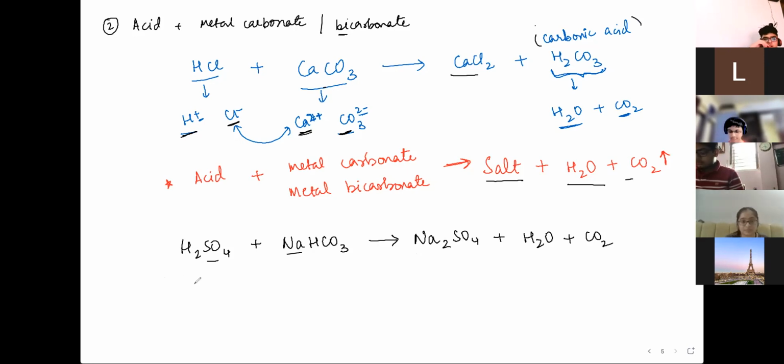Another example. Let's go with HCl plus carbonate, zinc carbonate, ZnCO3. What products do you get?